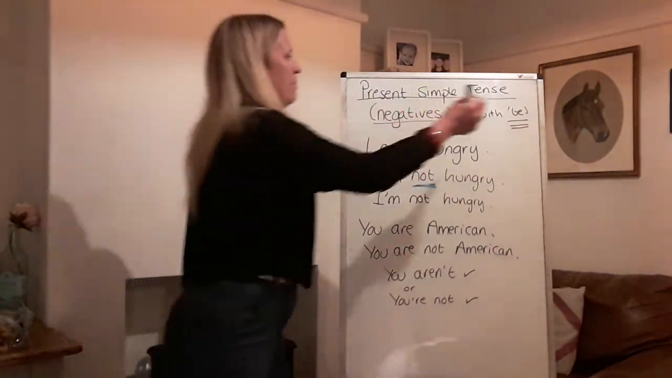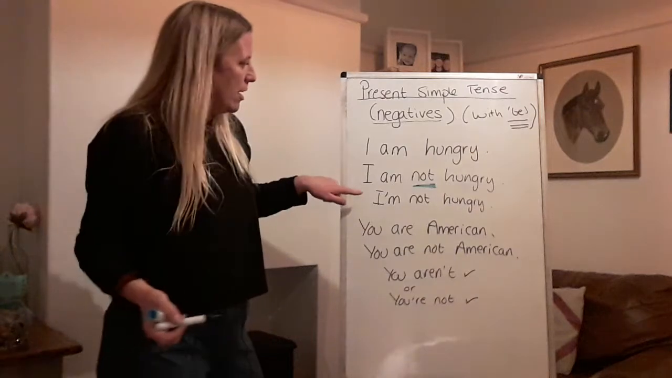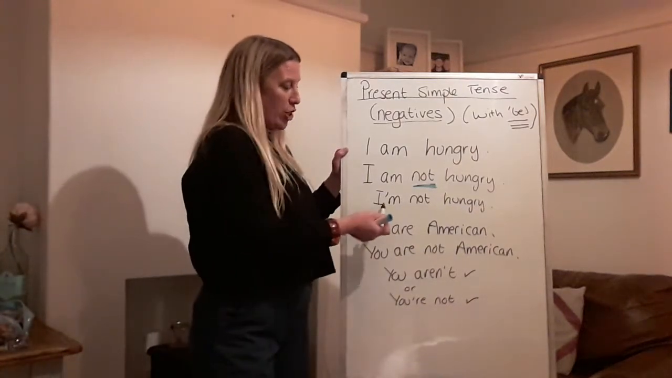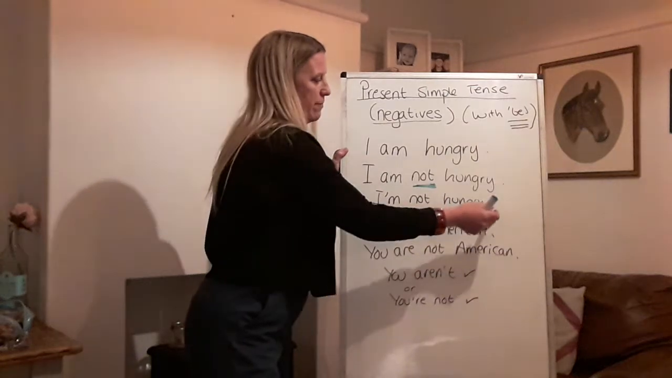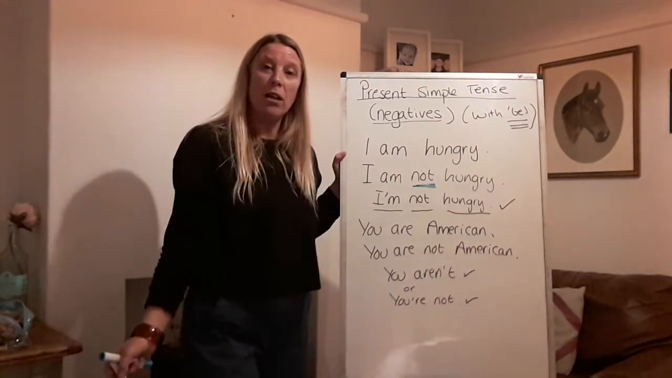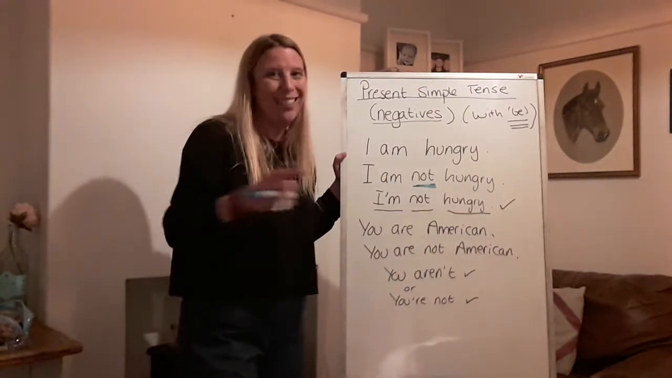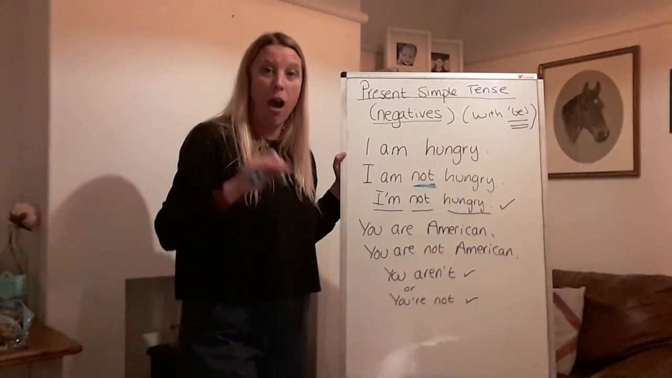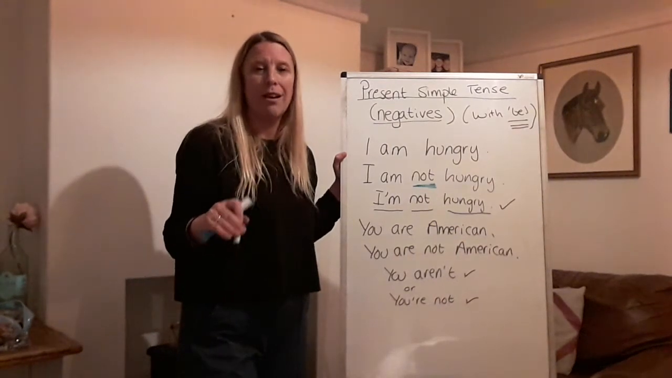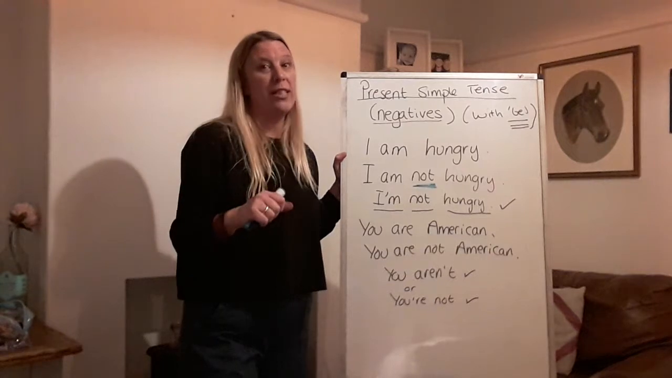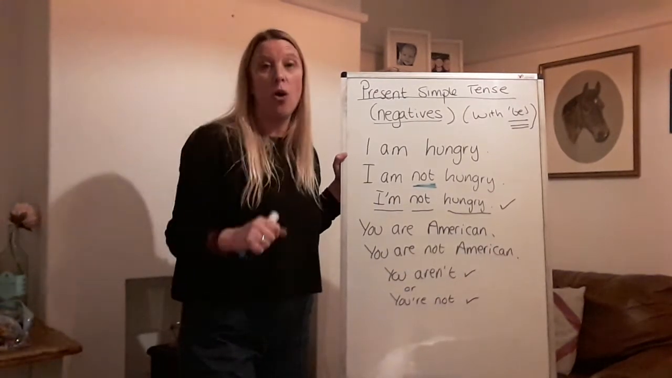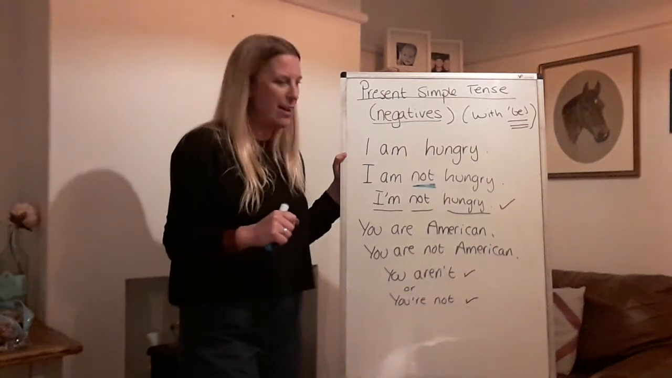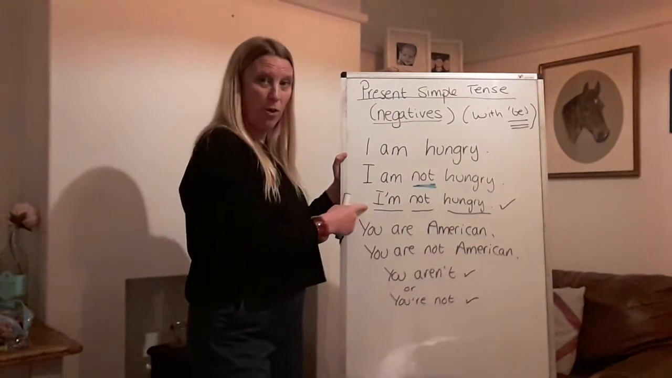I am not hungry. And we shorten this to I'm not hungry. And that's how we shorten it. I am not, I'm not. I am 47, I'm not 47. I'm English, I'm not English. Okay? I am not becomes I'm not.